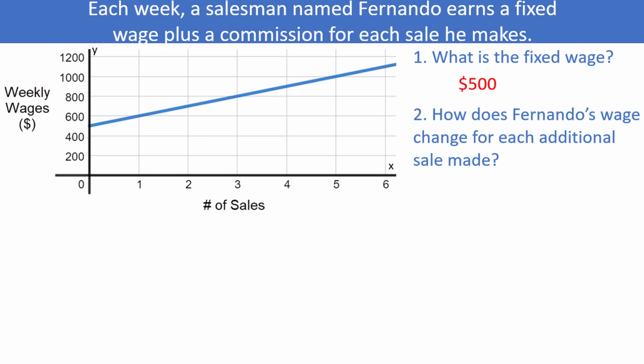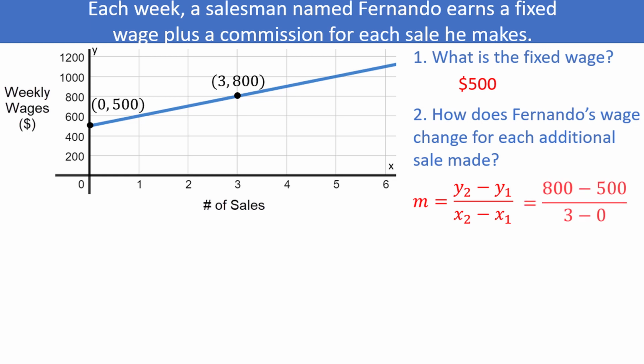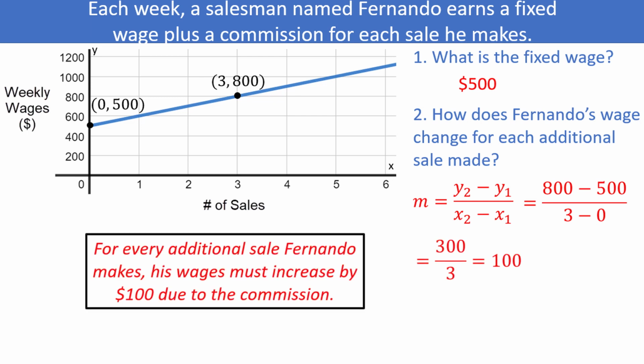I can identify (0, 500) and (3, 800). The slope is m equals (y2 minus y1) divided by (x2 minus x1), which is (800 minus 500) divided by (3 minus 0), or 300 divided by 3, which is just 100. That means for every additional sale Fernando makes, his wages must increase by $100 due to the commission.